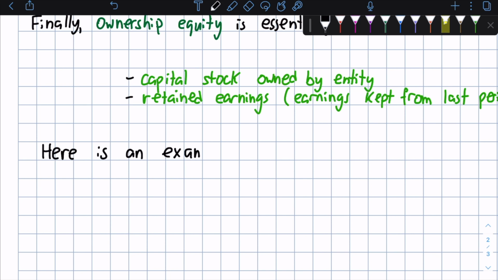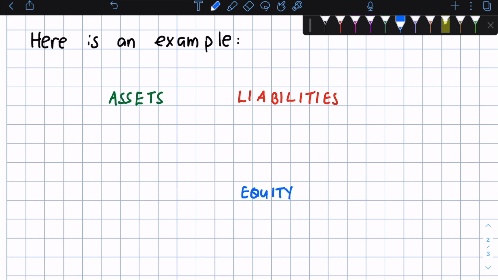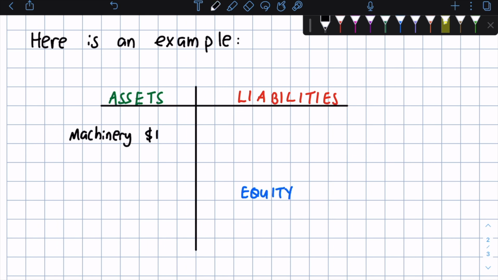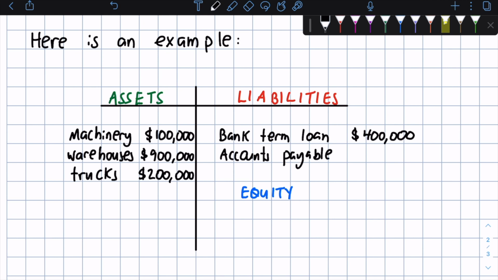To better understand this, let's take a look at an example here. So we can look at this in a T-chart form, which is a very common way to do it, although mostly it is on Excel. But here we have assets and liabilities, and equity is on the liability side. So here I've done machinery of 100,000, warehouses worth 900,000, and trucks that the company has worth 200,000. And then for liabilities, we have the term loan, 400,000, and accounts payable worth 600,000.